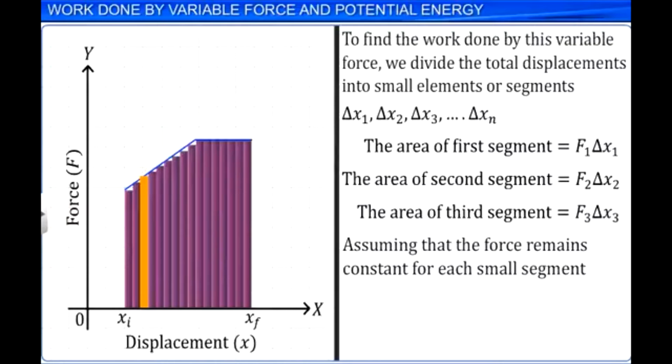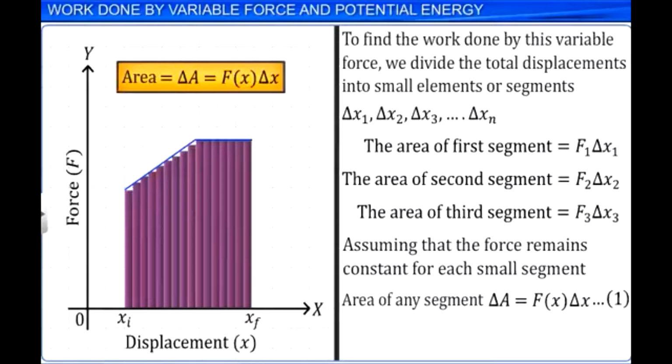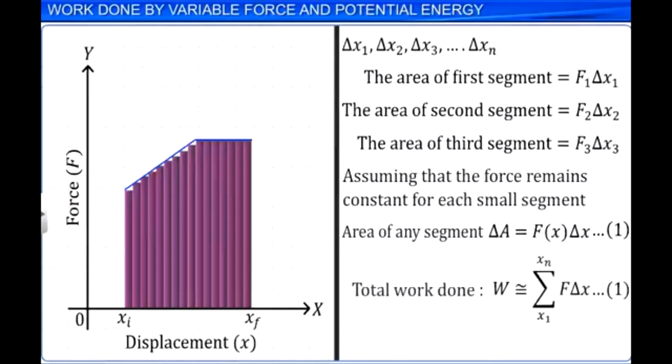Thus, the area of any segment will be denoted by the expression delta A equals Fx delta x. Let this be equation 1. The total work done is equal to the sum of the areas of all the small elements, which is equal to the summation of F delta x taken within the limits from x1 to xn, as in expression 1.